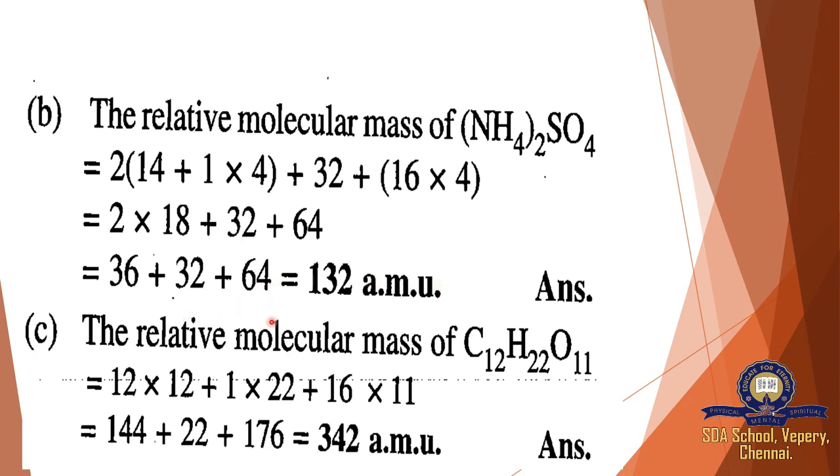Next, the relative molecular mass of C12H22O11. Here carbon's mass is 12 and we have 12 carbons, so 12 into 12, plus 1 into 22 hydrogens, plus 16 into 11 oxygens. Totally 144 for carbon, 22 for hydrogen and 176 for oxygen. When we add them together, we get 342 AMU.